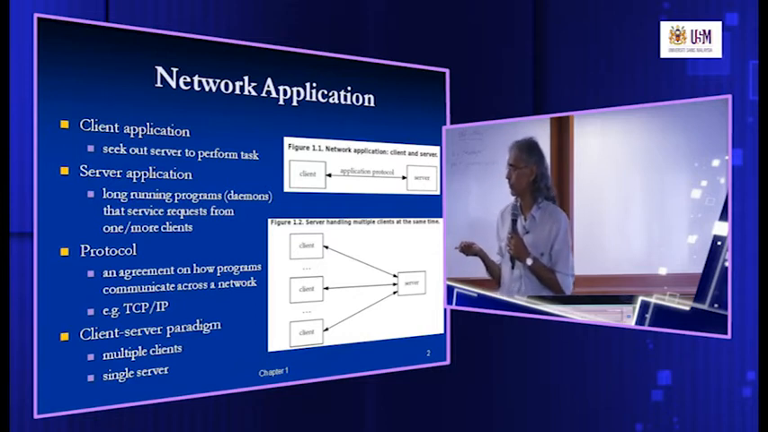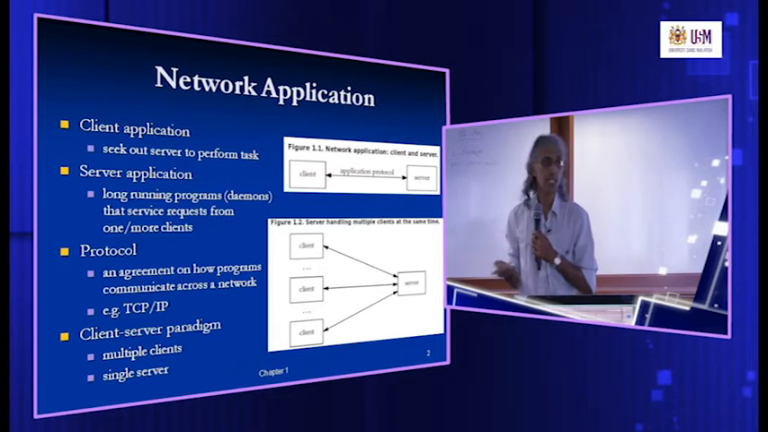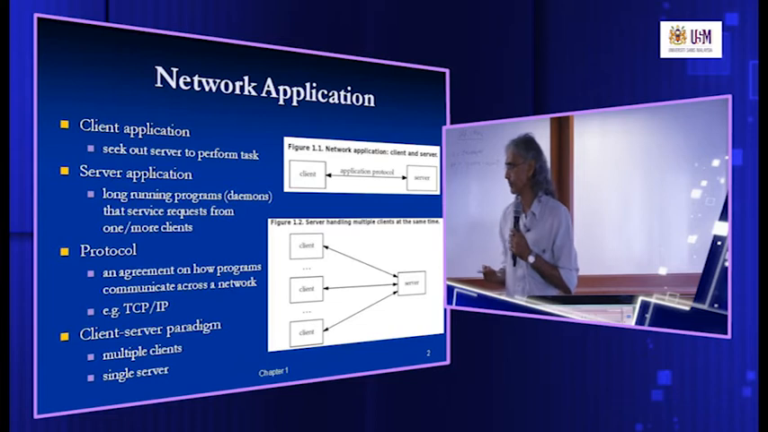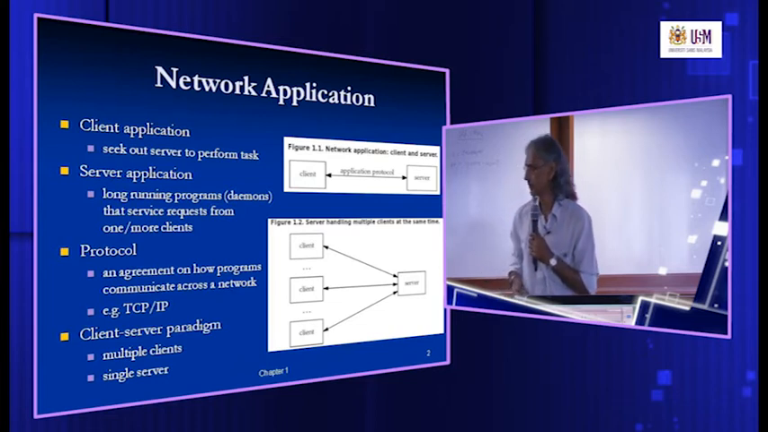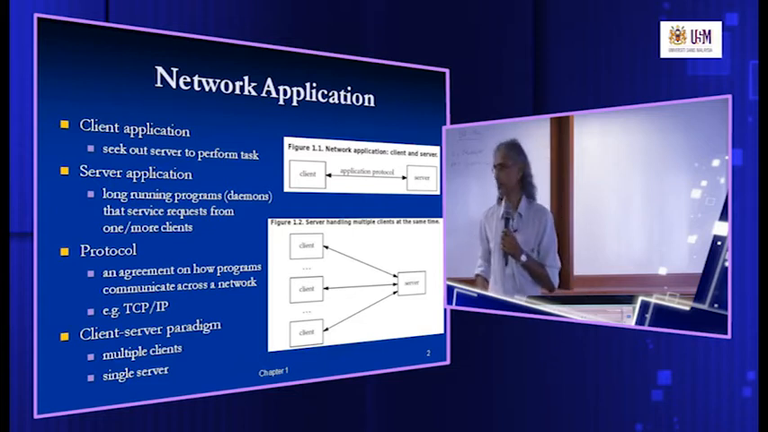So an agreement on how the programs will communicate across the network. That's normally the application protocol, the application layer. Of course, at the bottom layer, it will be using the internet model, like TCP/IP, to communicate over the network. We'll take a look at that too. So the client-server paradigm is basically multiple clients and a single server.